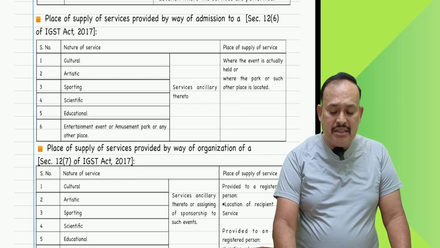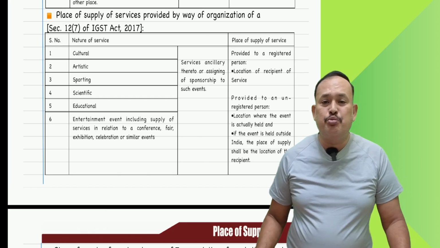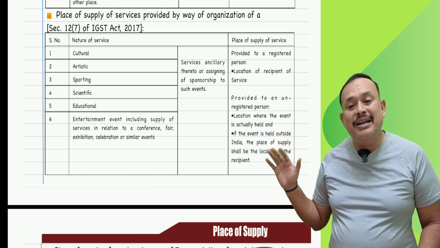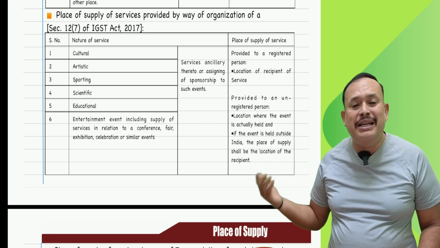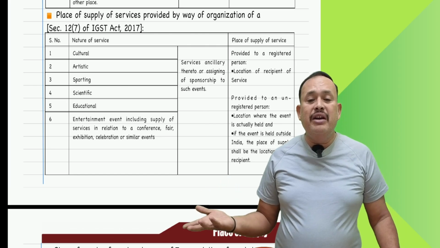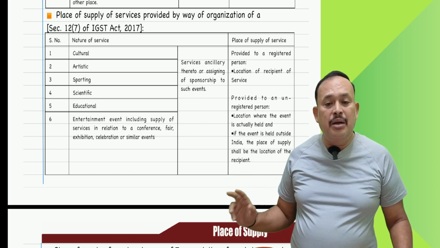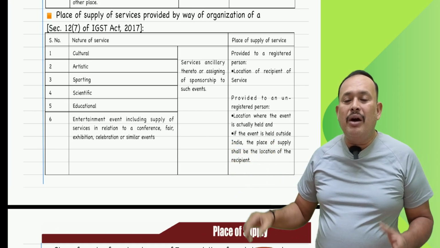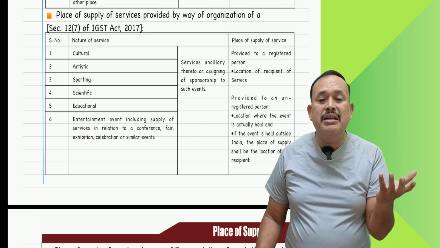Section 12.7, very important. Place of supply of services provided by way of organization of a cultural event, scientific event, artistic event, sporting event, educational event, entertainment event, or any other event which includes a fair, exhibition, celebration or similar events or ancillary thereto. What is the place of supply? The place of supply goes to where the recipient is located.